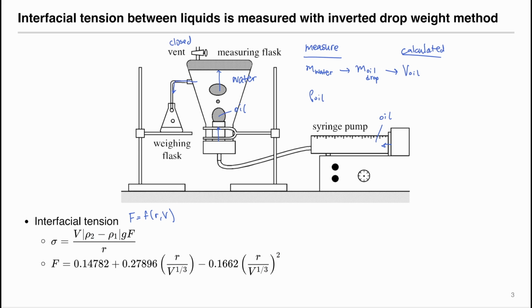From the volume, as well as the radius of the nozzle, which is known, so R is known, we can calculate F. F is also a calculated value. After knowing R and F, G is also known, gravitational acceleration. We know the oil's density, and we can also know the water's density, whether we make it known by an assumption or measure it by densitometer. The volume of the drop is known, and therefore we can calculate the interfacial tension between the water and the oil.